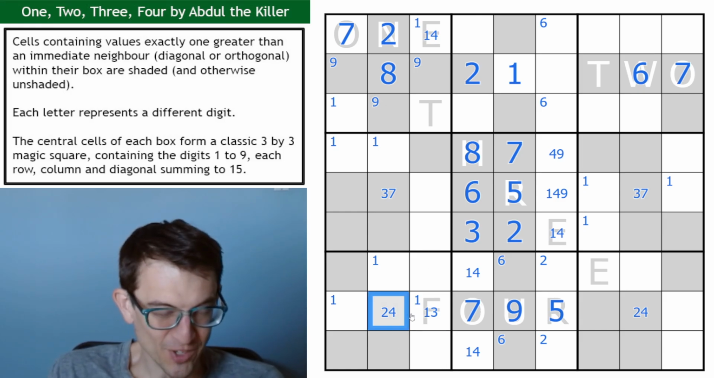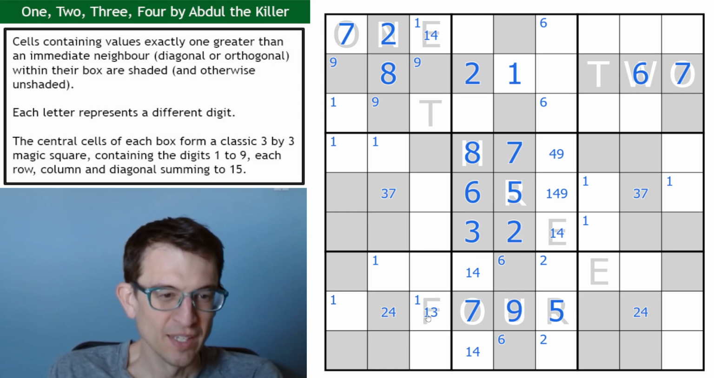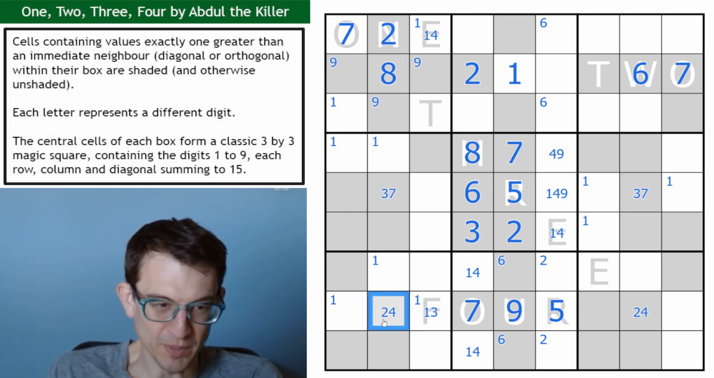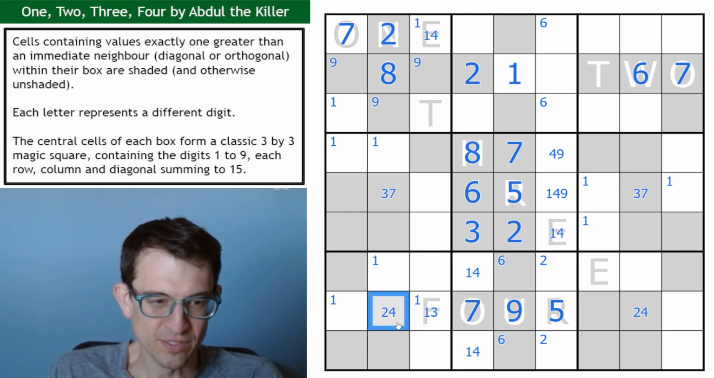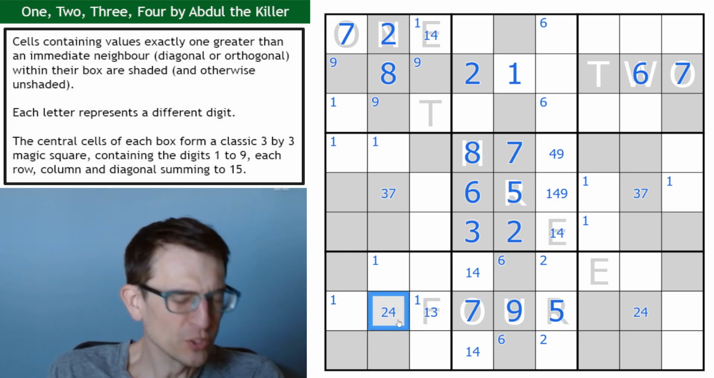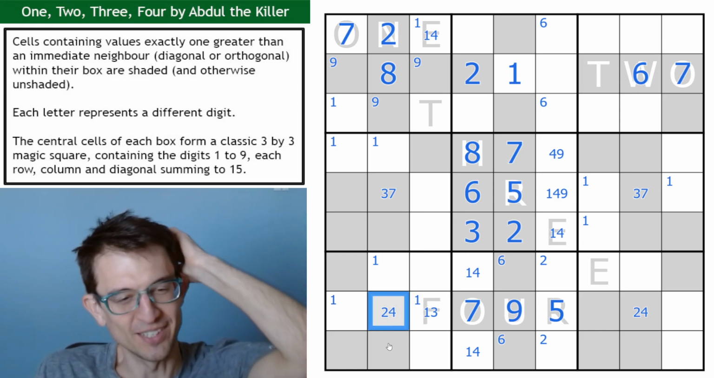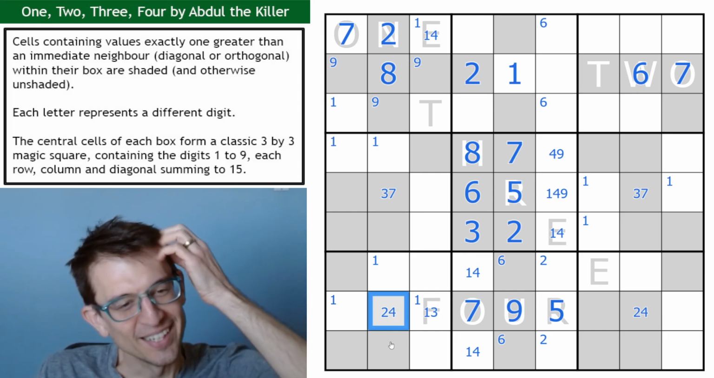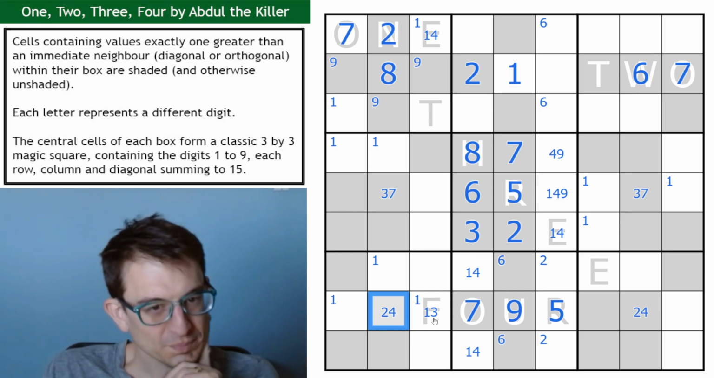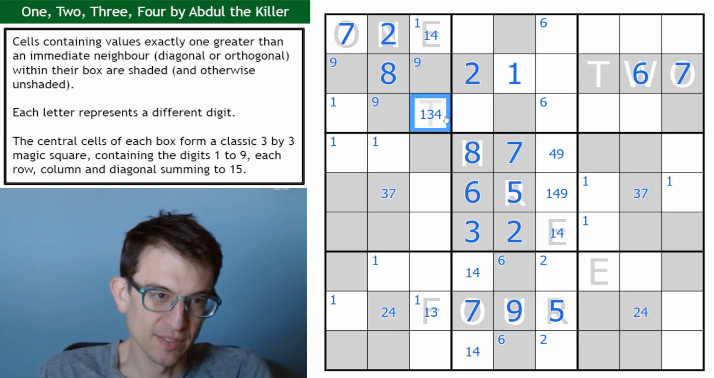But it can't be 3. Oh, this is cool because it works both ways on this. So this is shaded and this is not. So if it's 3, this couldn't be 2 because 3 is next to 2, so 3 got to be shaded. But it can't be 4 either. Oh no, sorry, it can't be 4. I had it backwards. Okay, 3 works here because that could be 4. Sorry, I don't know what I was thinking there. But this is a 1, 3, 4 triple, I guess.